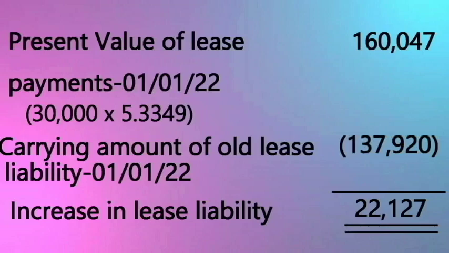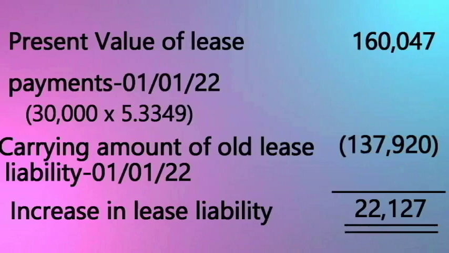So, diba, nung January 1, 2022, so on the amendment of the lease, nagbago na rin yung annual rental payable at the end of each year, which is 30,000. So, i-multiply natin siya sa bago ding PV of an ordinary annuity of 1 at 10% for 8 periods na 5.3349. So, yung nakuha nating remaining or lease liability sa third step is, i-deduct natin siya dito sa PV on January 1, 2022, which is 160,047.